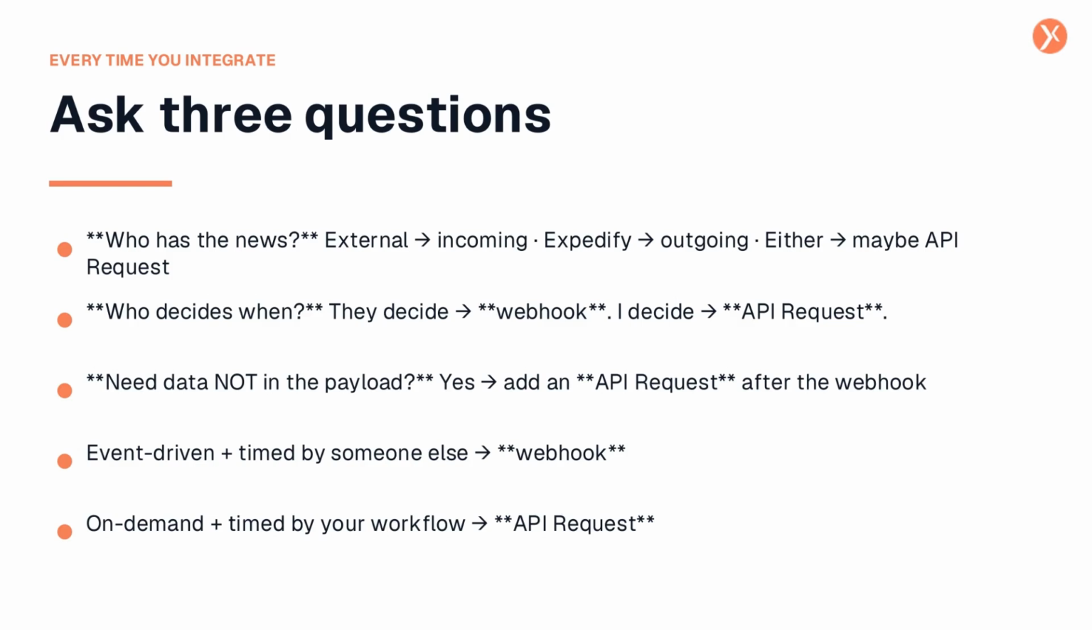When integrating, always ask, who has the news? If it's an external system, use an incoming webhook. If it's Expedify, an outgoing webhook. Who decides when? If they decide, it's a webhook. If you decide, it's an API request.